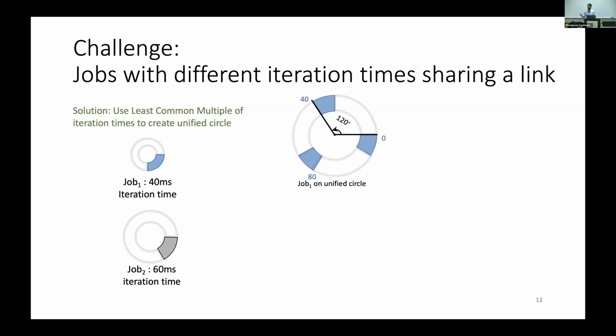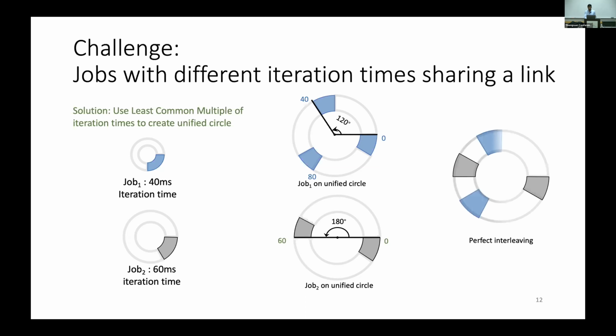So we now roll the communication pattern around a circle of perimeter 120. So we get 3 copies of the iteration for job 1 around the circle. Similarly, for job 2, when we roll around a circle of perimeter 120, we get 2 copies of the iteration. Now both circles have the same perimeter, and we can check for compatibility.